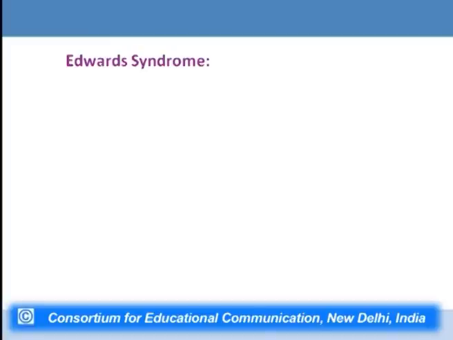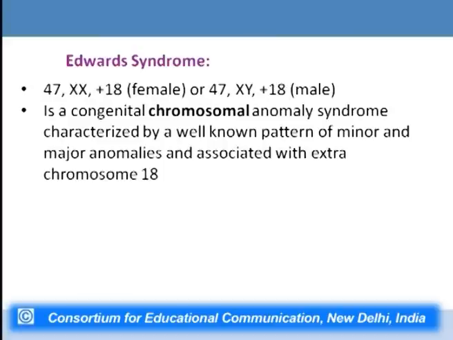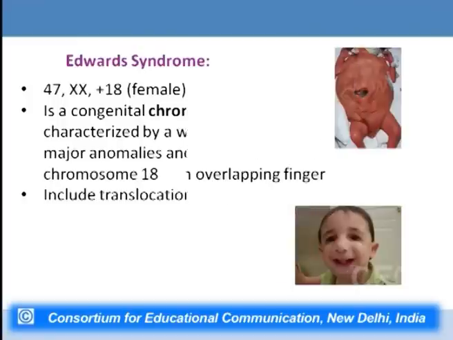Another example is that of Edwards syndrome, which occurs whenever there is trisomy 18, and it can occur in both males as well as females. And again, it is a congenital chromosomal abnormality which can occur because of the presence of an extra 18 chromosome or because of translocation of a part of the 18 chromosome.